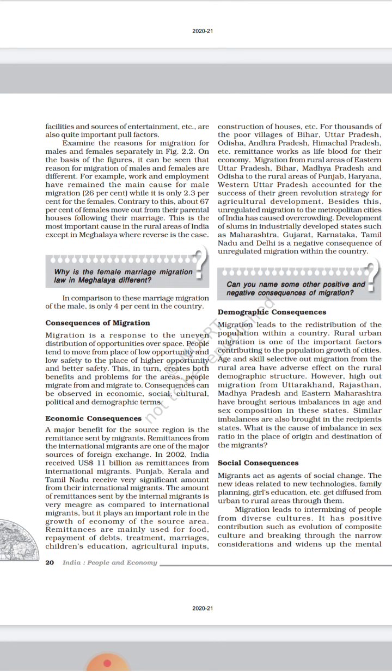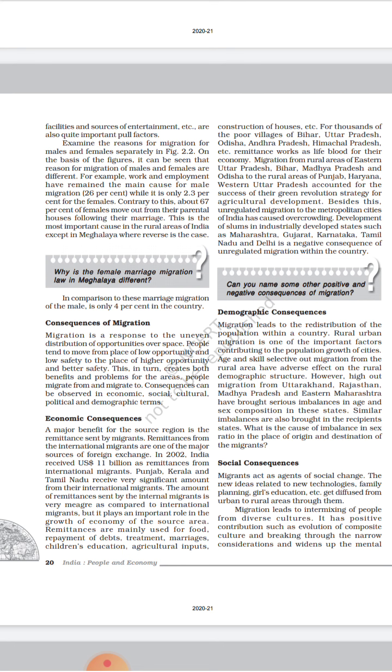The amount of remittance sent by internal migrants is very small, as I already told you, in comparison to international migrants. But still, it plays an important role in the growth of the economy of the source area. Remittances are mainly used for food, repayment of debt, treatment, marriage, children's education, agriculture inputs, and other household activities.